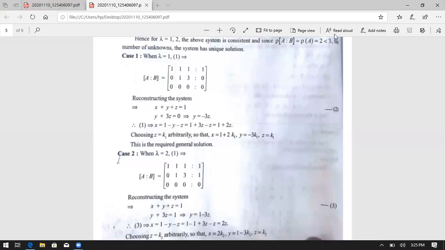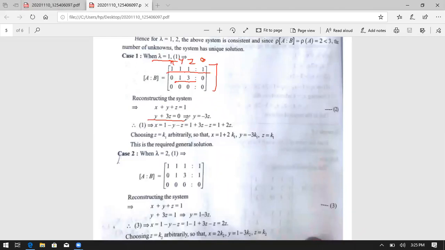Next here, lambda is equal to 1. Then the augmented matrix, that is 1 1 1, same as I write here. After that, reconstructing the equations, the x, y, z I found. I write the first equation: x plus y plus z is equal to 1. Next, the second one, x is 0 there, y and z are there: 1y plus 3z is equal to 0. Then y is equal to minus 3z, plus 3z coming to this side becomes minus 3z.